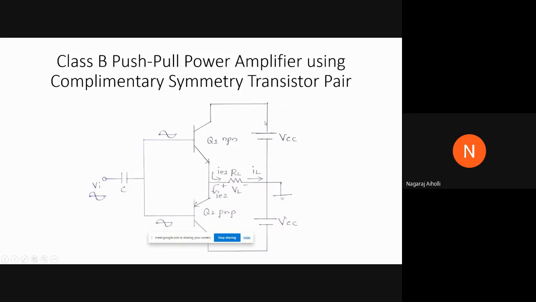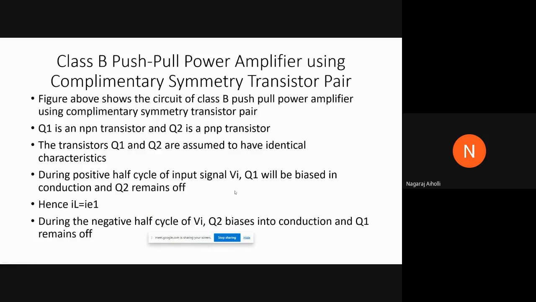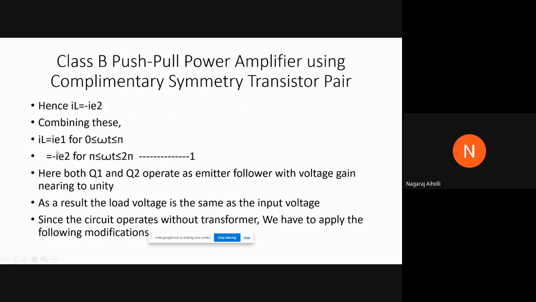It is minus IE2 because it is going in the opposite direction. IE1 is from positive to negative of VCC, so it is going in this direction. And IE2 is from positive to negative of VCC, going in the opposite direction to that of IE1, and hence it is taken as minus IE2. Combining this, we can write IL is equal to IE1 for 0 less than or equal to omega t less than or equal to pi. If the angle is between pi and 2 pi, then IL is equal to minus IE2.